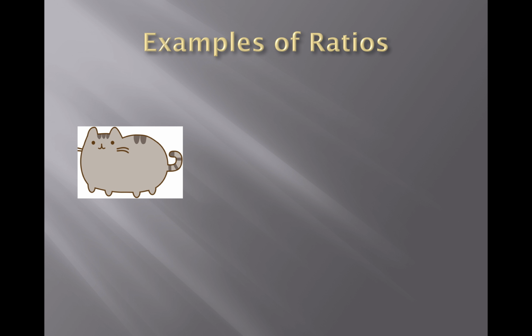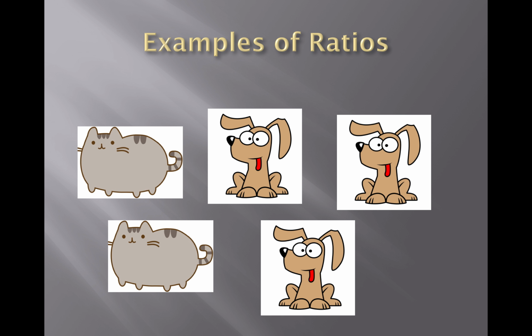For example of ratios, let's say we had these animals and we have a total of 5 animals. We have 2 cats and 3 dogs. Now, if we want the ratio of cats to dogs, the importance is where the order comes in. Which goes first? Does cat go first or does dog go first? In this case, cats go first. So the ratio of cats to dogs, we have 2 cats to 3 dogs.